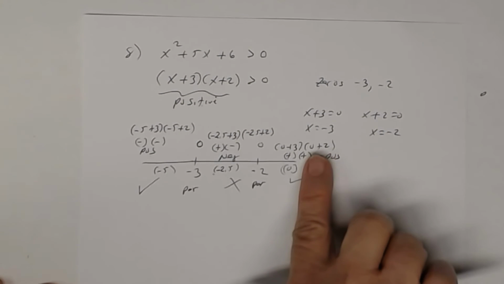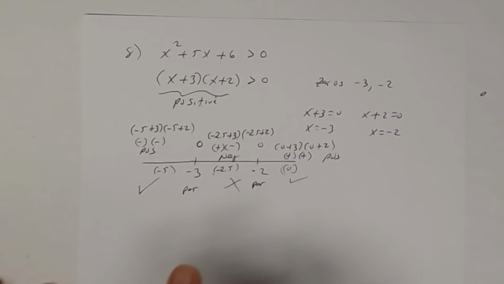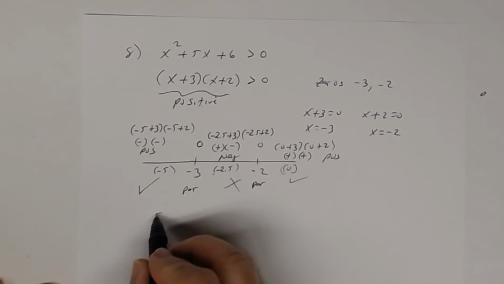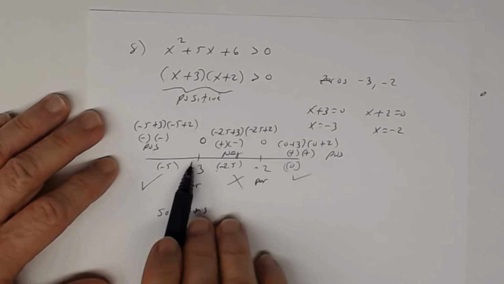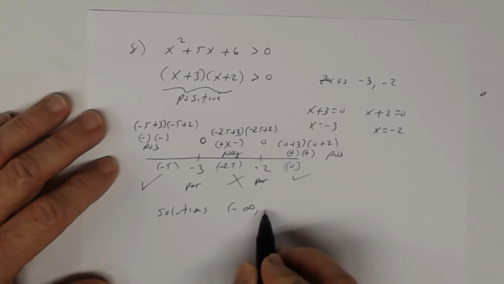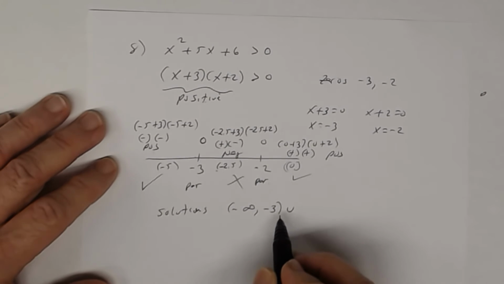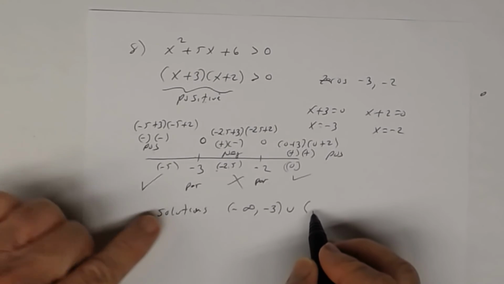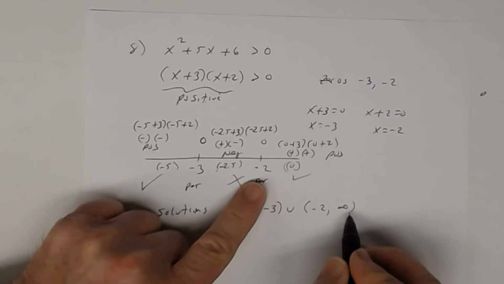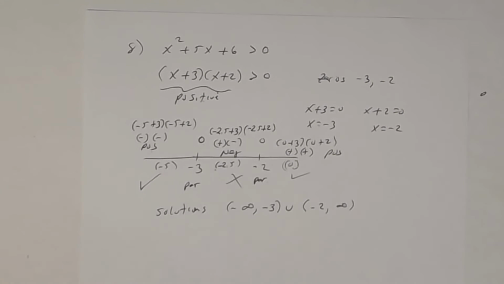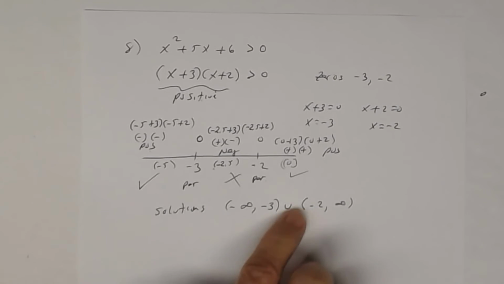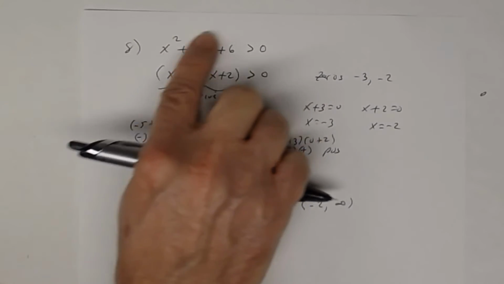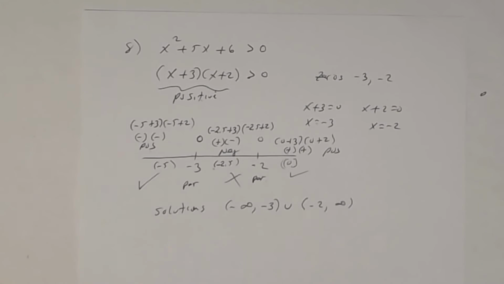Okay, so I have two intervals for my solutions. You always go from left to right in numerical order. They must be listed correctly. So your solutions are going to be negative infinity to negative 3, parentheses, union, make sure you use a union symbol, and then from negative 2 to infinity. And that's it. So any real number that's in any of those intervals here will make this original inequality a true statement.